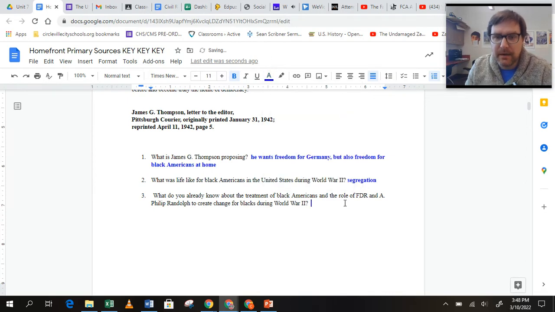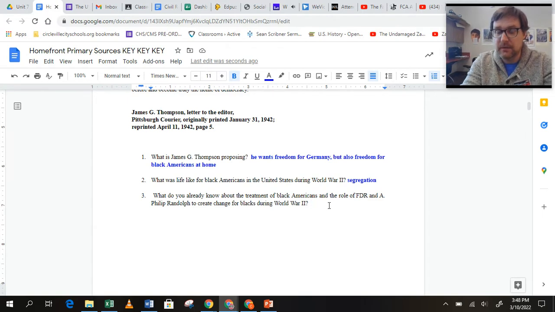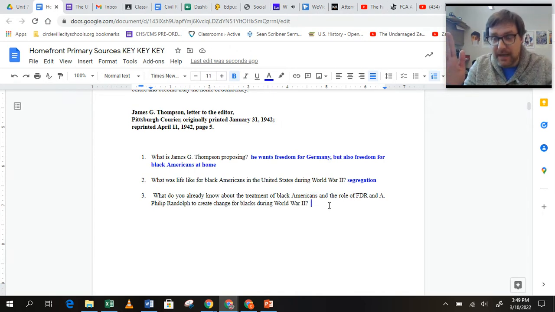What do you already know about the treatment of black Americans and the role FDR and A. Philip Randolph played to create change for blacks during World War II? A. Philip Randolph threatened a march on Washington unless FDR integrated, desegregated the defense industries. That means if you were working in a shipyard building ships, you shouldn't have to have a white section and a black section. And the pay should be equal.